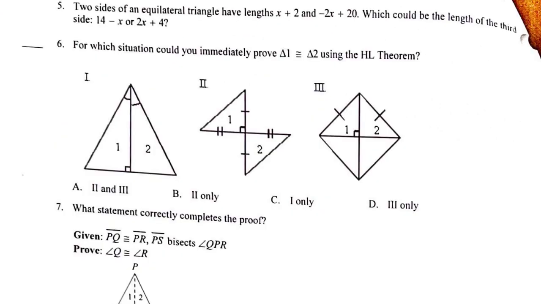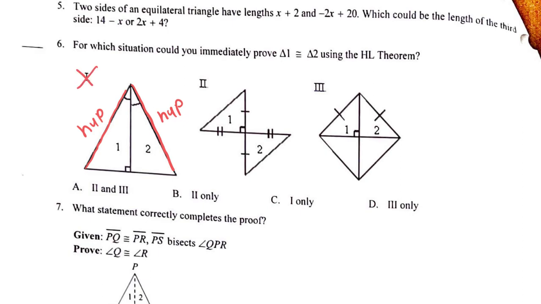For which situation could you immediately prove triangle 1 congruent to triangle 2 by the hypotenuse leg theorem? For the HL theorem to be true, the hypotenuse has to be congruent and the legs have to be congruent in both triangles. So for triangle 1, the hypotenuse is not congruent here. So you can't use the HL theorem.